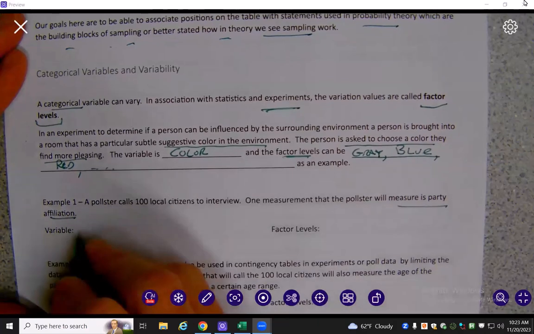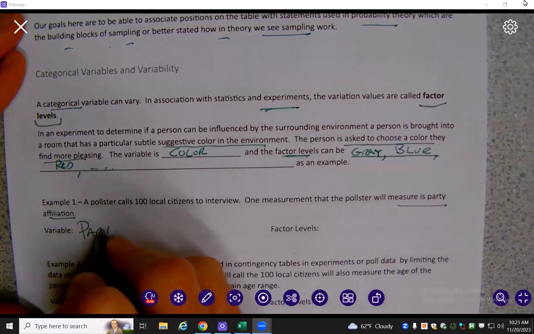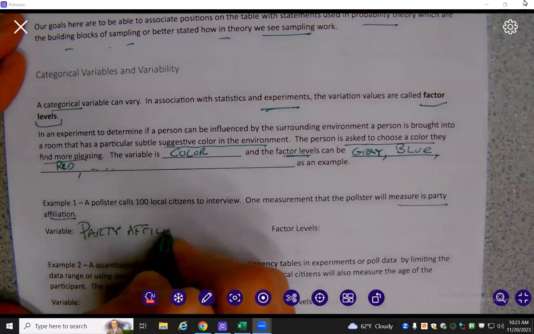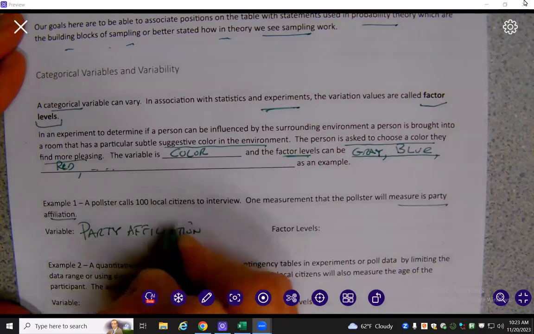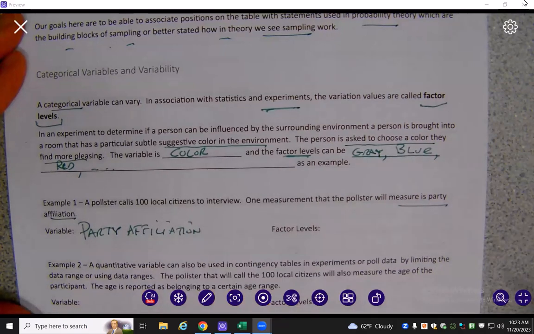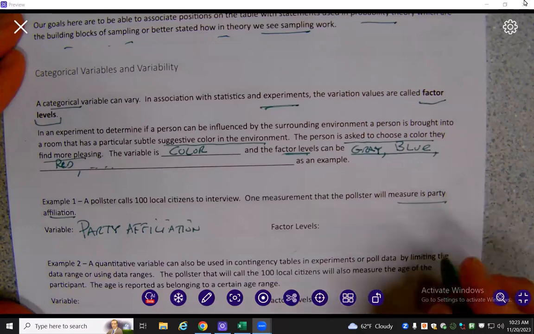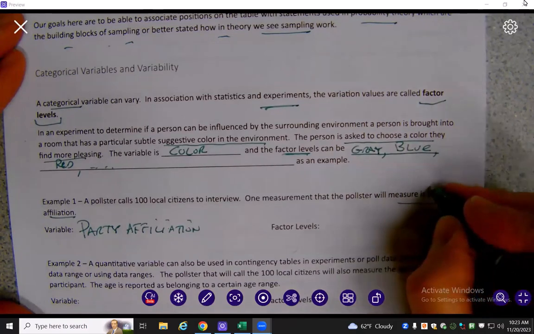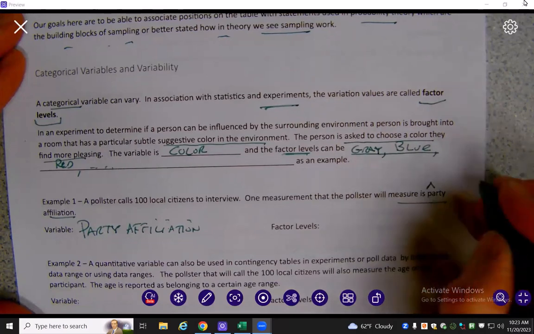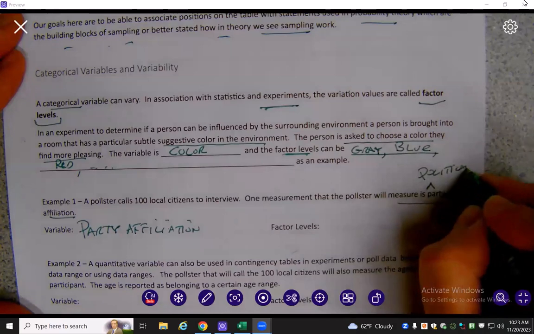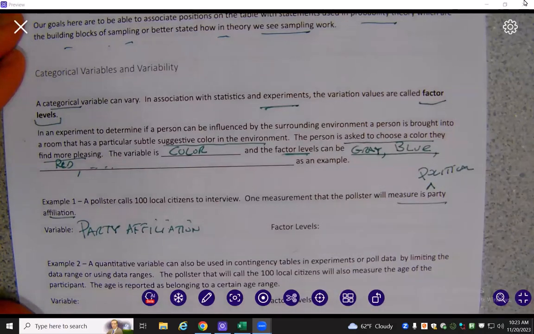Yep, exactly. Party. So it's pretty simple. It's a variable: party affiliation. And what are possible factor levels? Party, and political, right? Sorry. Party by party, I mean not like, hey, what's your favorite place to party, but political party. Sorry, I forgot this little keyword here. Political party. And so, what are possible factor levels?